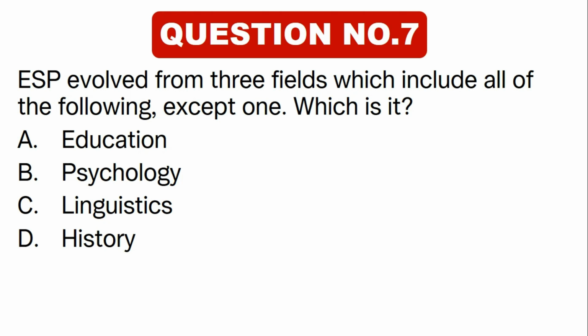Number 7, ESP, that's English for specific purposes, evolved from 3 fields, which include all of the following except one. Which is it? A, education; B, psychology; C, linguistics; D, history.